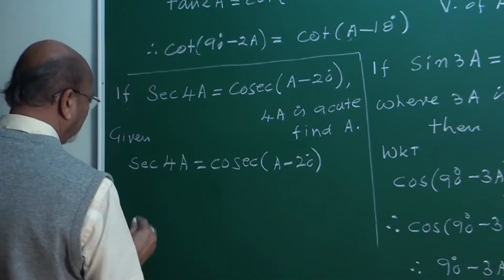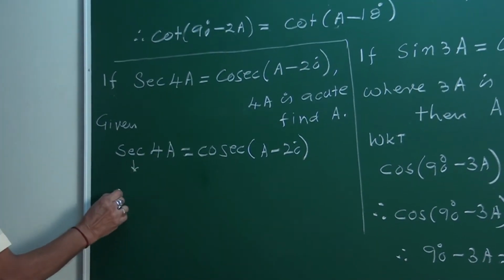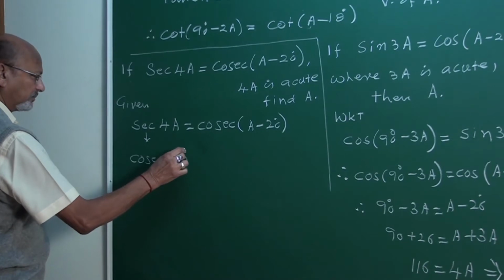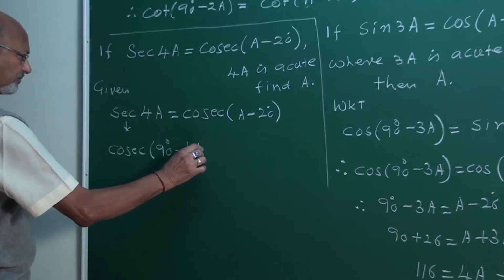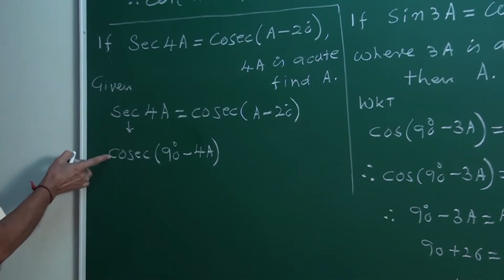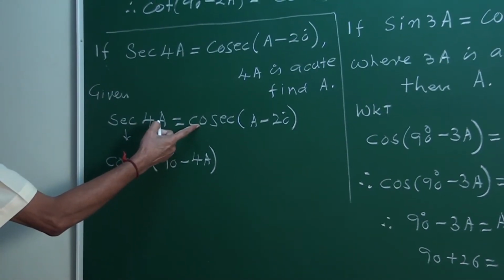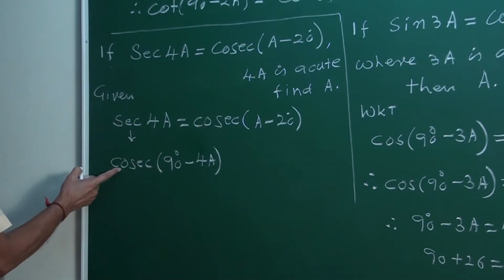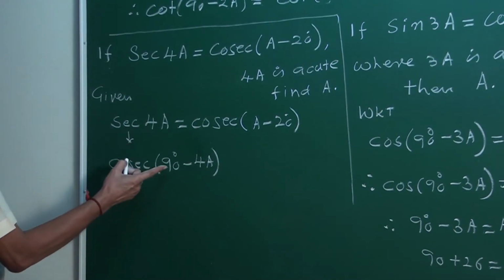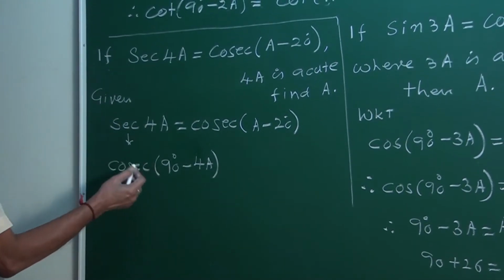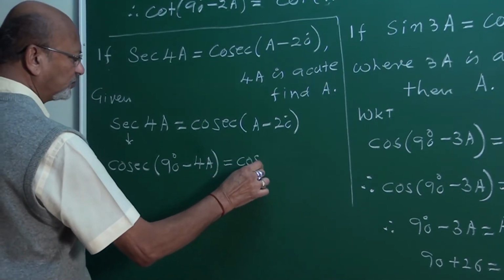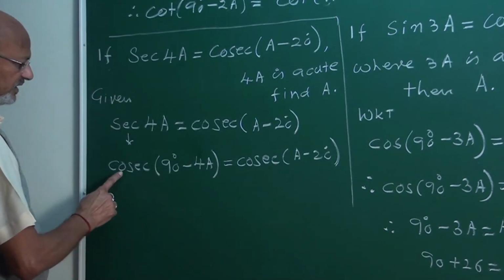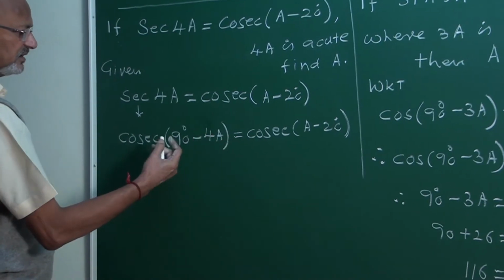Change. I wanted the change here, from sec to cosec. I told you the angle must be replaced by 90 minus 4a. Only we have changed the sec to cosec. Why? RHS is cosec. What is the reason? We wanted cosec, so we have to change sec to cosec. How? Replace your angle by 90 minus the angle. Write this equal to cosec (a minus 20 degrees). Yes, my friends, both sides cosec. Then angle in LHS.